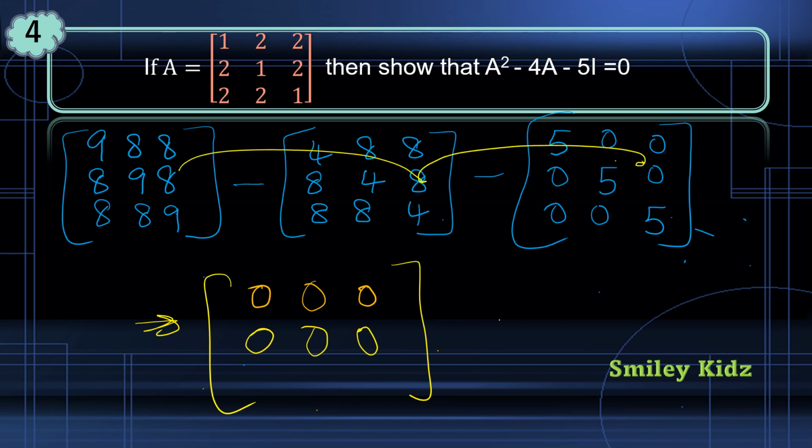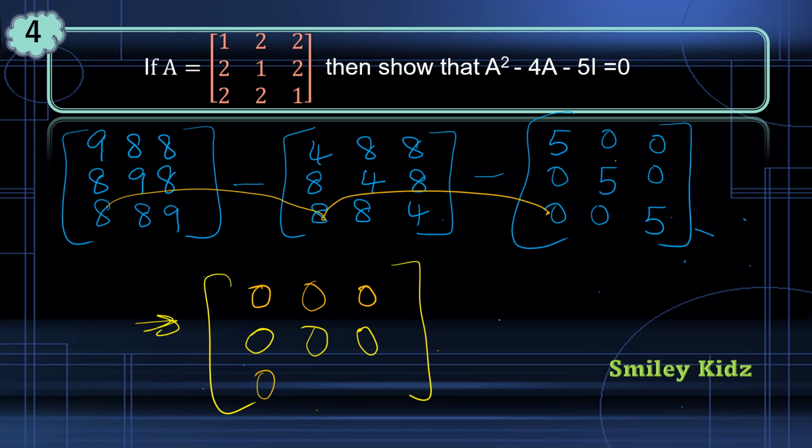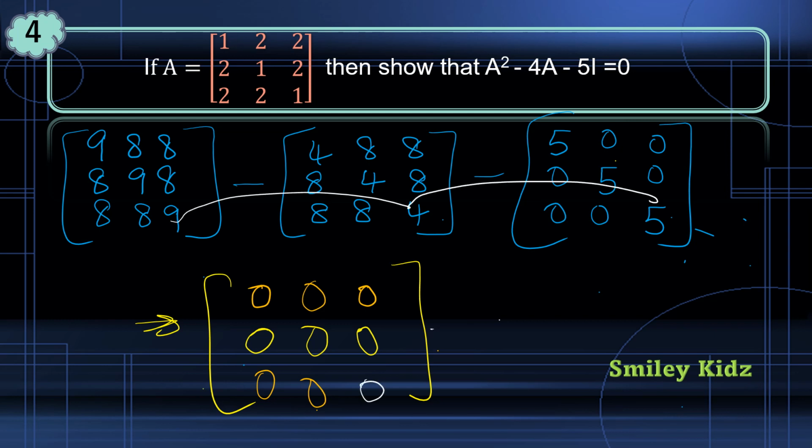Then 8 minus 8 is 0, minus 0 again 0. Now the third row. 8 minus 8 minus 0, 0. 8 minus 8 minus 0, 0. Then we have 9 minus 4, 5. 5 minus 5, 0. All of these are equal to 0. Hence this is completely equal to 0. Hence proved.